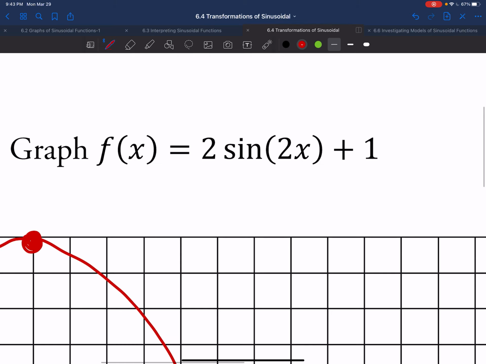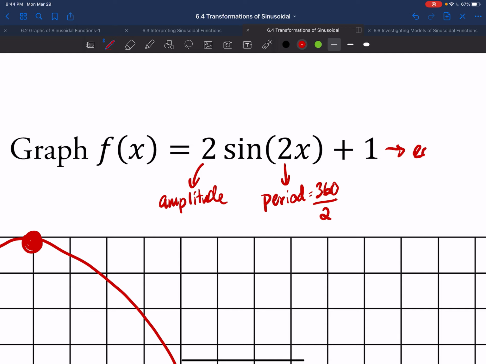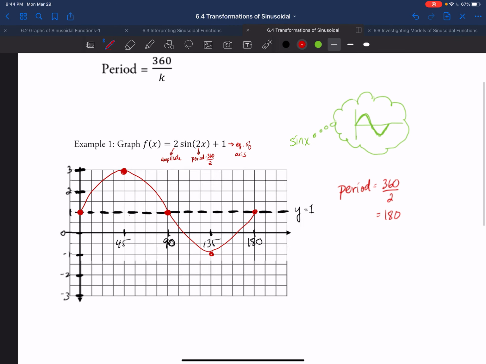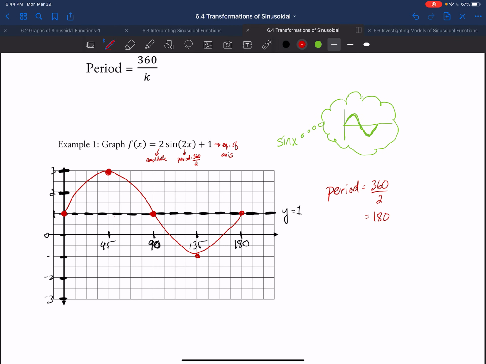Okay, so amplitude. This isn't the period, but it tells us that the period is 360 divided by 2. And this is my equation of axis. So that's it. We've graphed it.